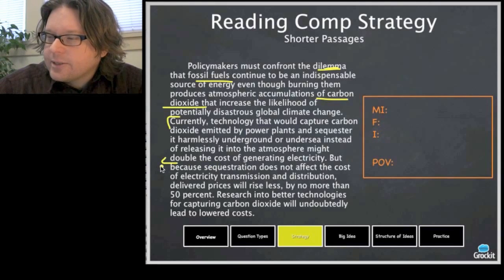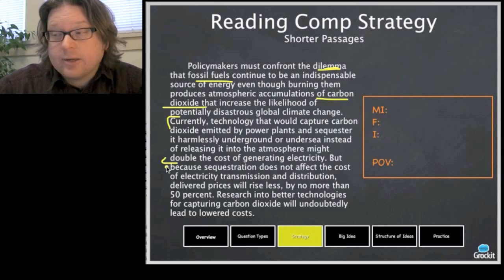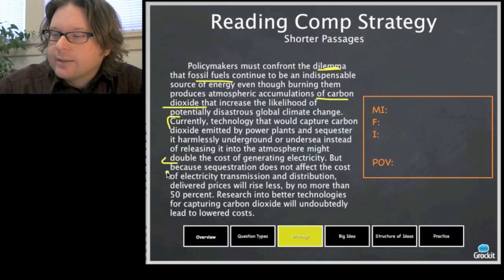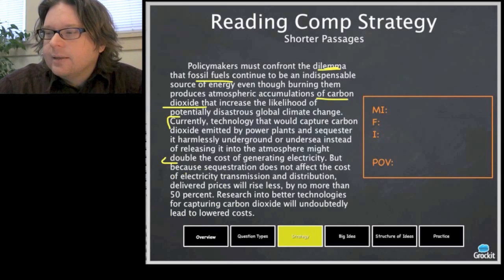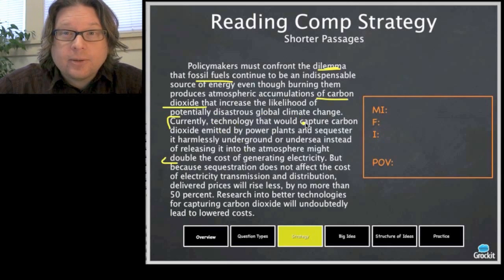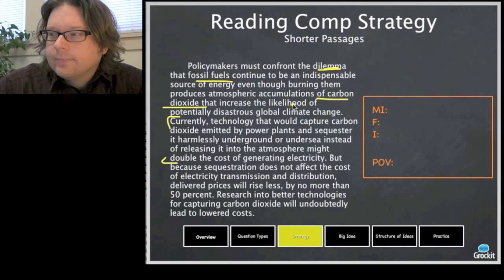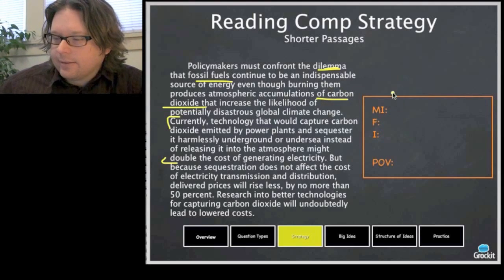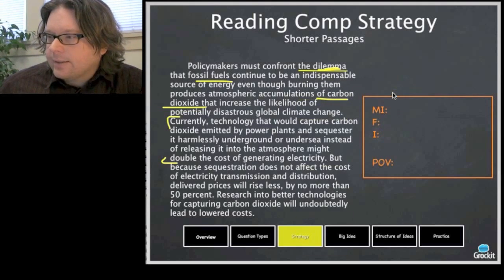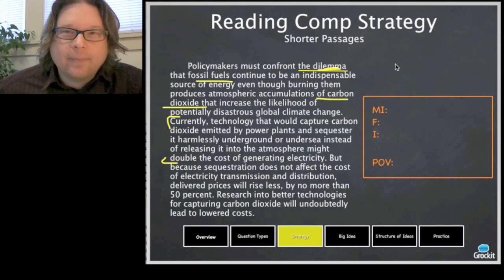But because sequestration does not affect the cost of electricity transmission and distribution, delivered prices will rise less, by no more than 50%. Research into better technologies for capturing carbon dioxide will undoubtedly lead to lower costs. So talking about these things, I think this is actually where I can highlight some of those things. Hey, look at that.